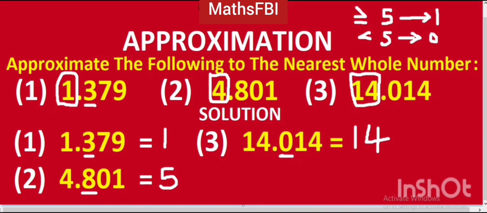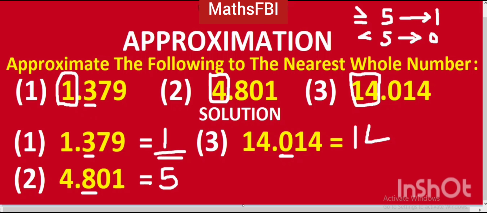Having identified that, what we do is to consider the next number. The next number here is 3. It's not up to 5. So we round this 3 down to 0. Having rounded it down to 0, we get 0 plus 1, which is 1. That's why here we got 1 as our answer.